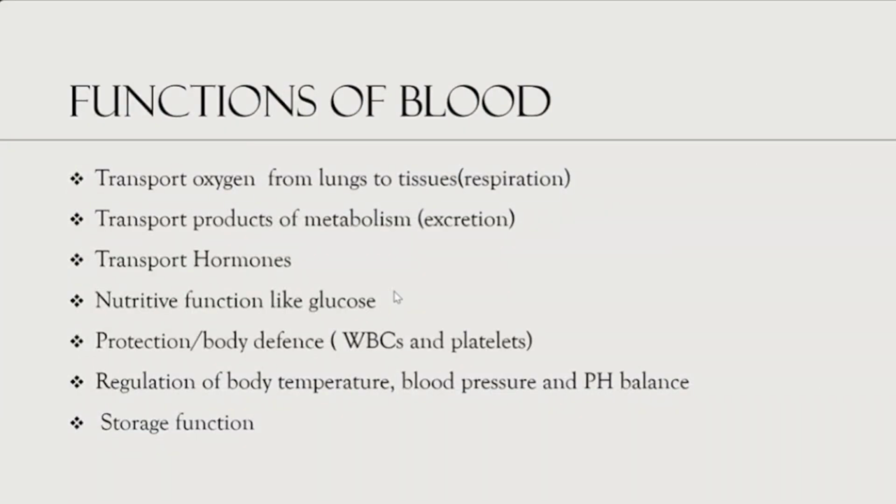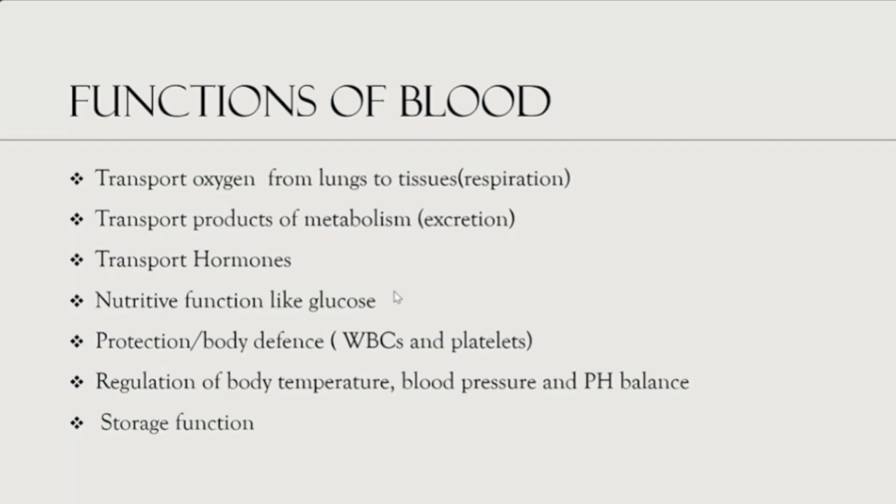So we go to the functions of blood. We know that blood is important in transporting oxygen from the lungs to the tissues. It is also important for transporting products of metabolism to the liver and the kidneys for excretion. Blood is also important in transport of hormones to their target organs.